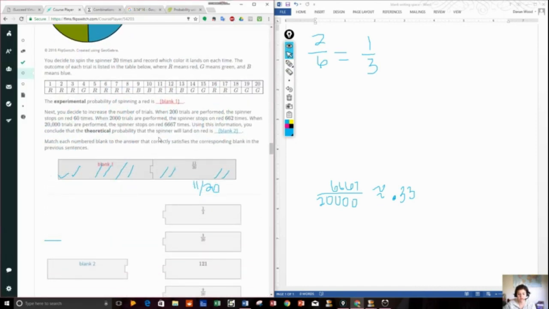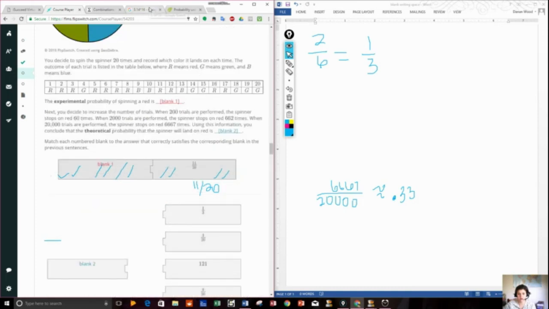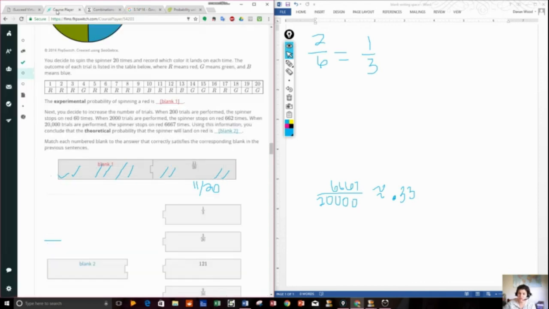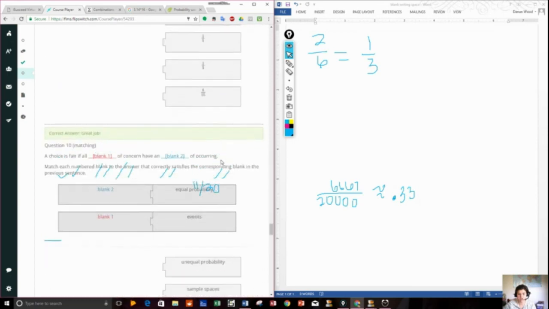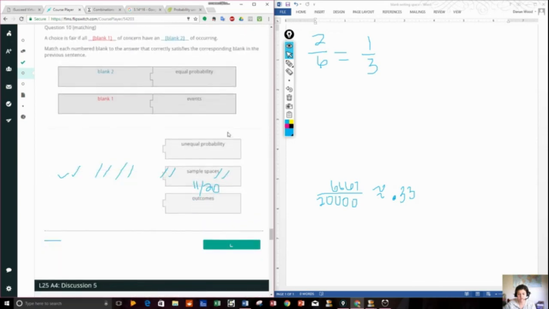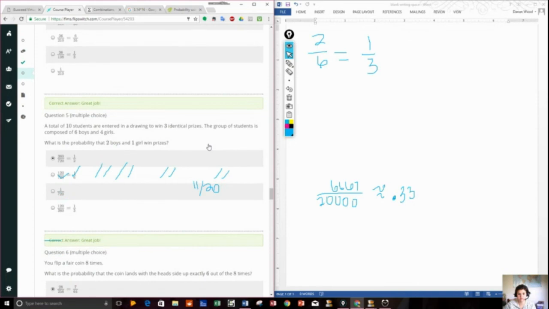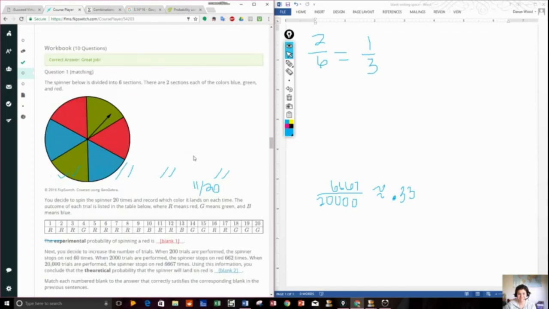So blank 2 is the closest to a third. Well, what is a third? Okay, so we are having an off day, or I just don't know what a third is as a decimal. Well, what's 1 divided by 3? 0.33. All right, that looks the closest. So there we have it. And let's check, make sure our work is correct. Great job.